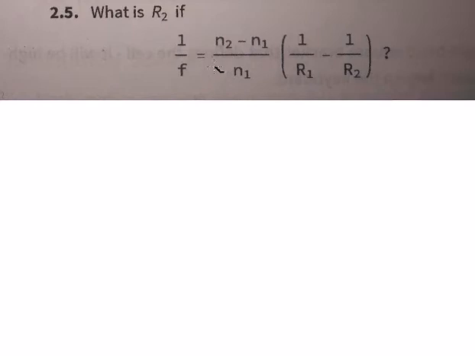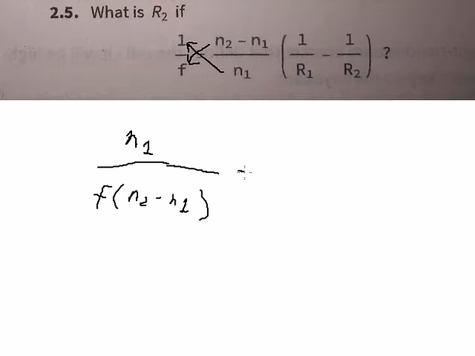First, we move n1 to here. n2 minus n1 goes in here. So we got n1 over f multiplied with n2 minus n1. So we will get 1 over R1 minus 1 over R2.